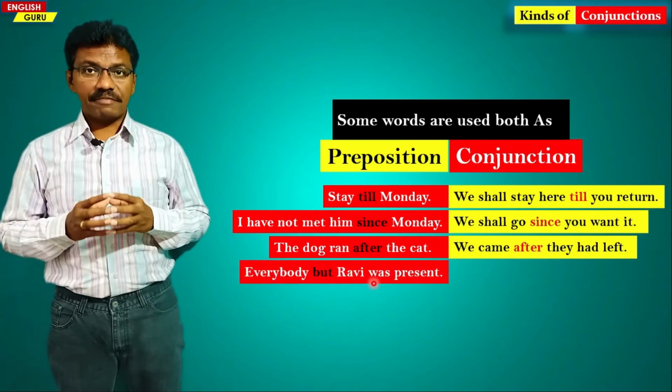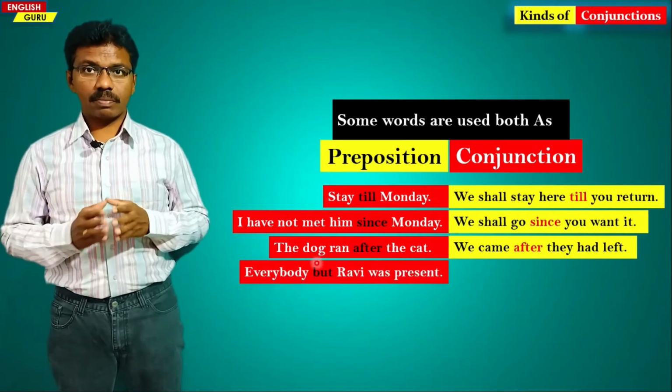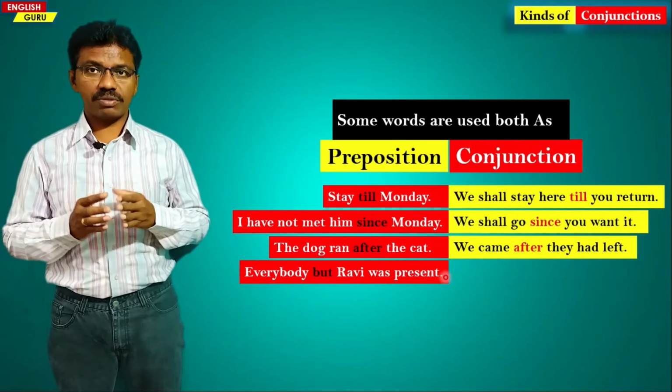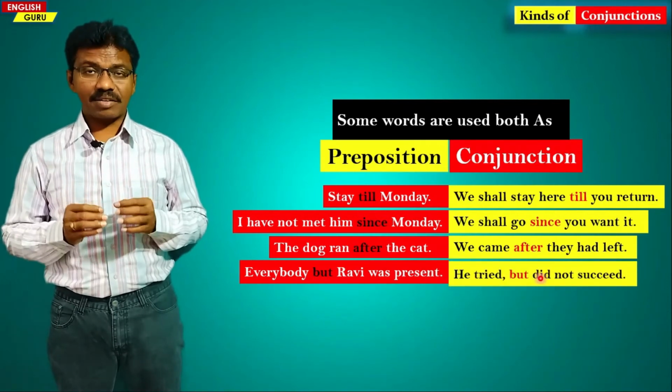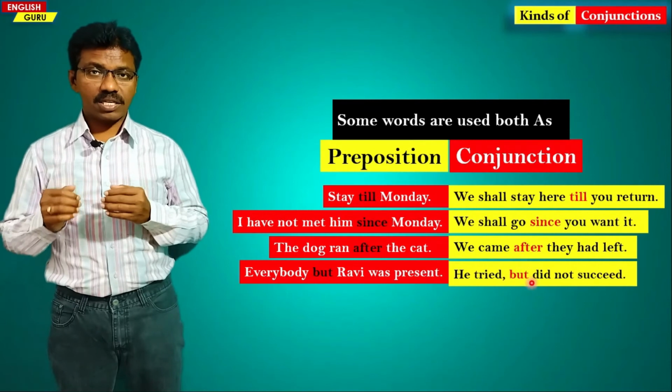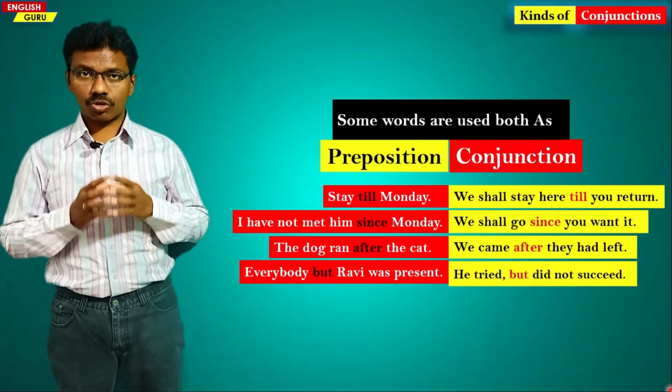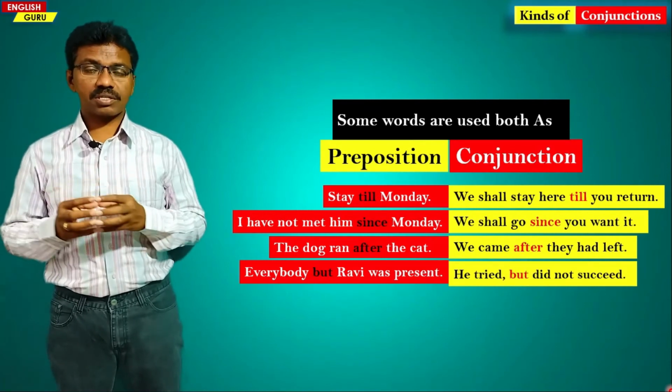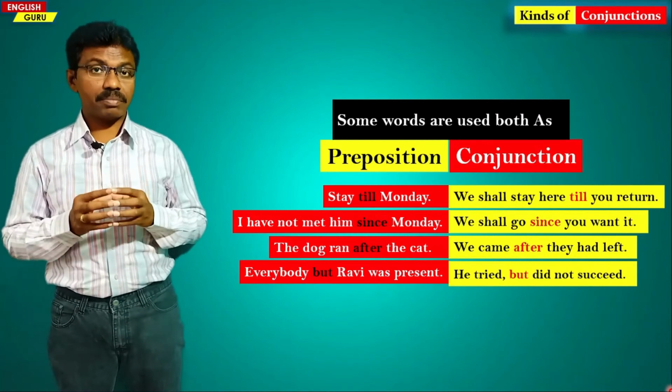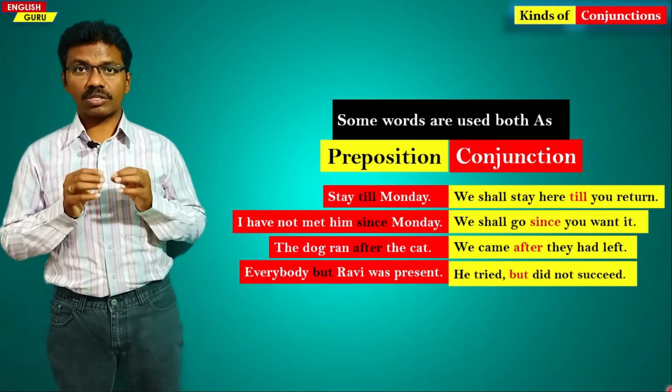In a similar manner, everybody but Ravi was present. But here it is a preposition, whereas in the next sentence, he tried but did not succeed, but here is a conjunction. So prepositions and conjunctions are slightly different, and they can be identified in context only.